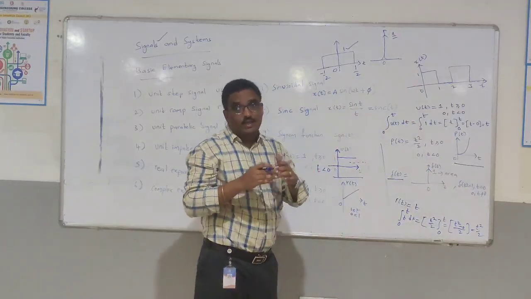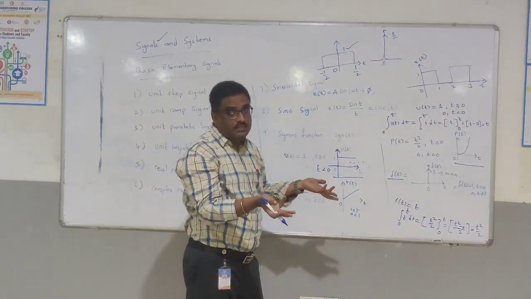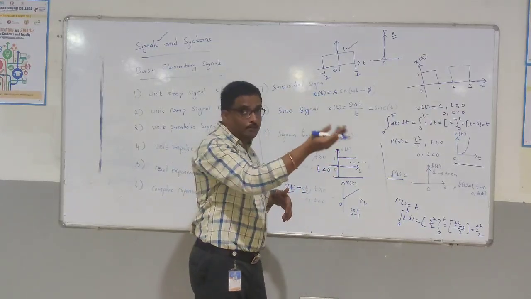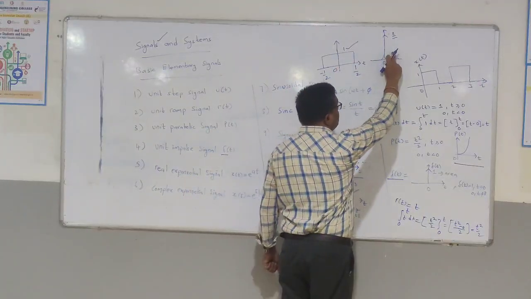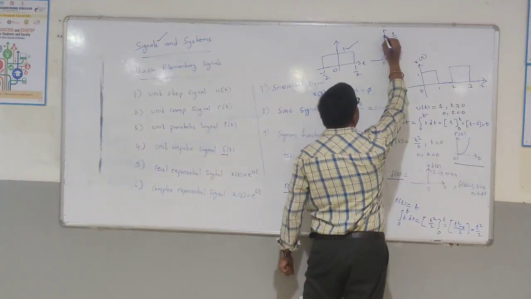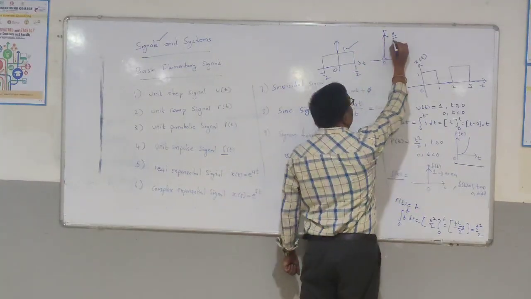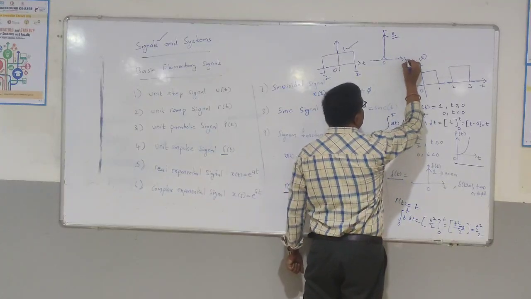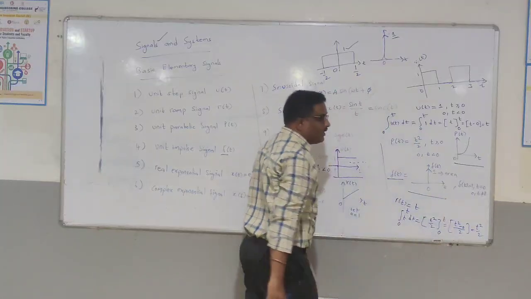Maybe the signal enlarges or compresses, so the time period increases or decreases, or the amplitude increases or decreases. But the area remains constant. This arrow indicates the height of the signal. The height of the signal goes to infinity, but the area of the signal remains constant. That's why we represent the unit impulse signal like this.